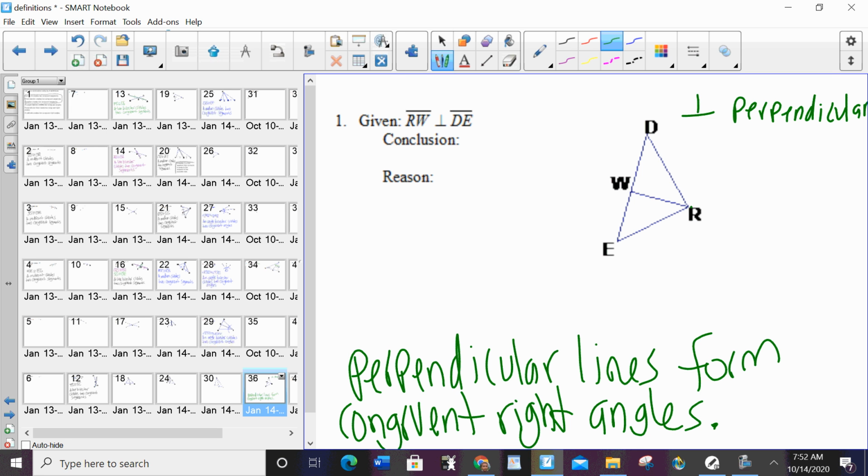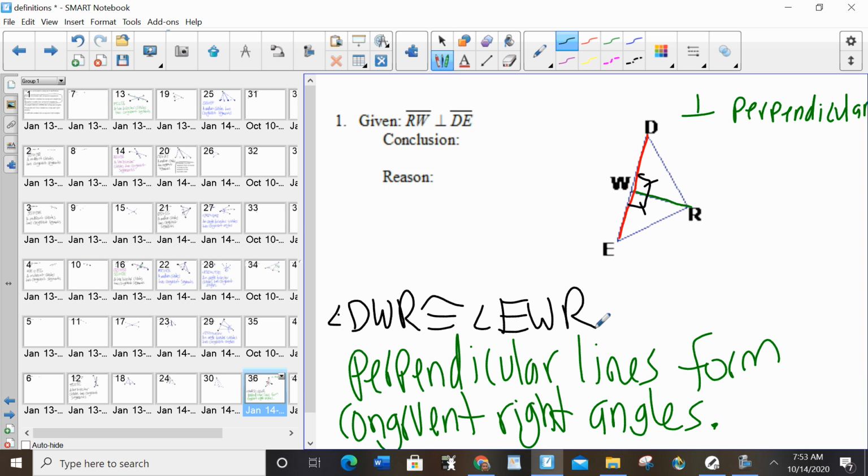So if RW I make green and DE I make red, at what letter does the green touch the red? The right angles are at W. So when I name them, W must be in the middle since that's the vertex. I'm going to call them DWR is congruent to angle EWR. And again, the reason, perpendicular lines form congruent right angles.